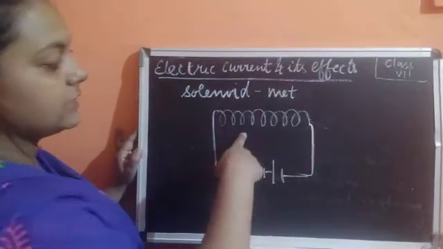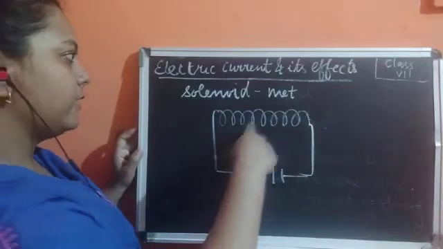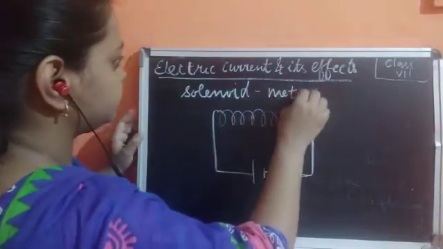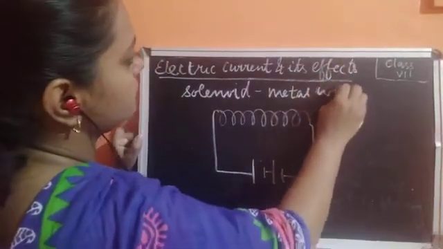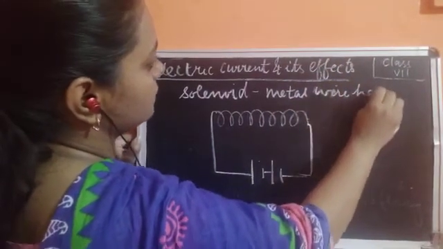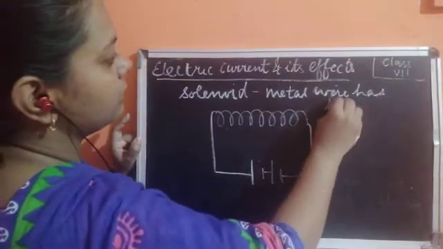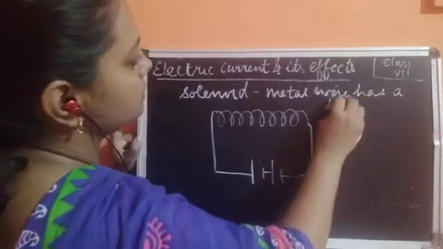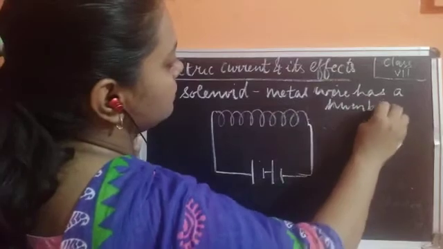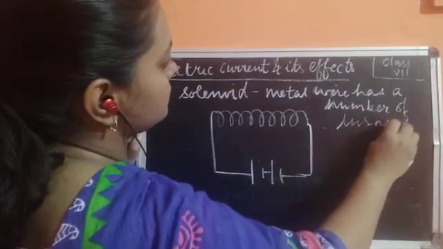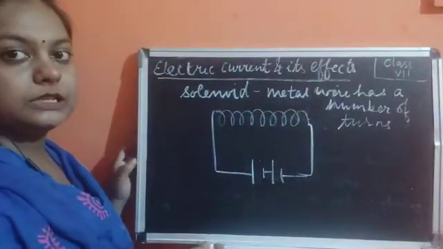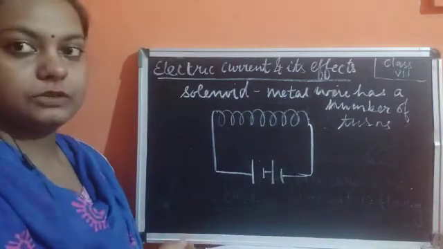Or here we could specify that this metal is copper. When this copper wire, or metal wire, has a number of turns, it is known as the solenoid.